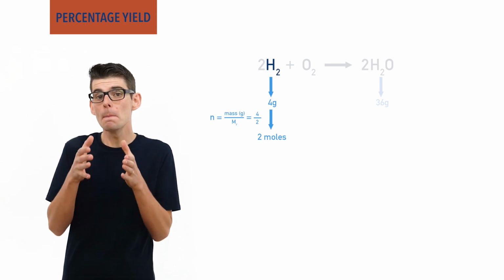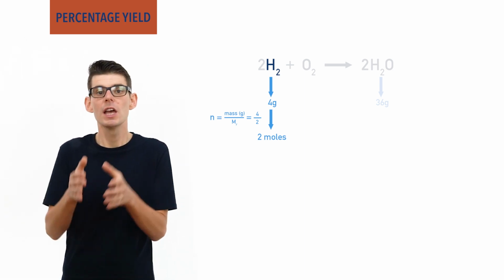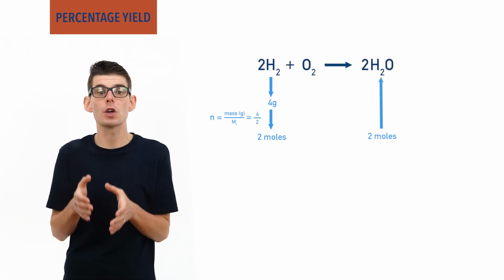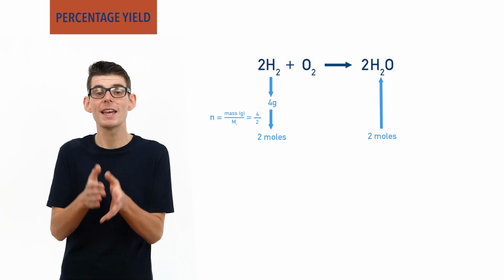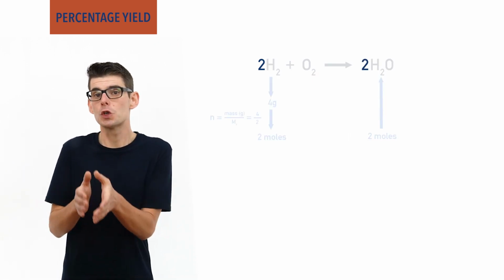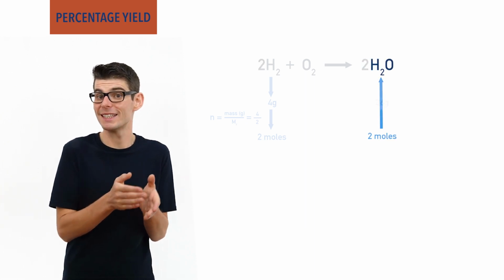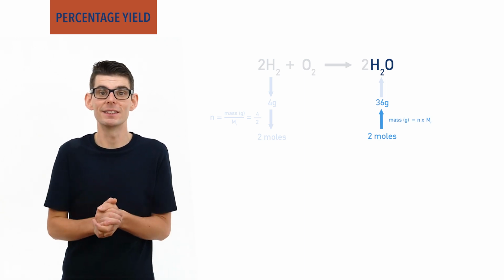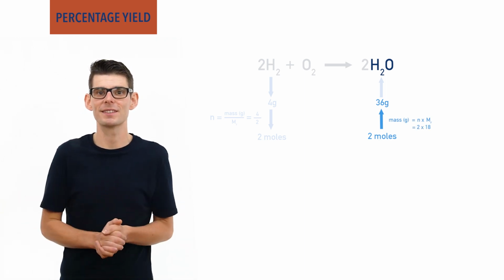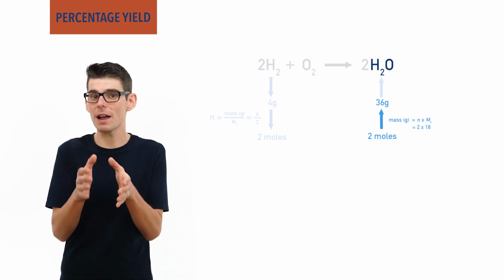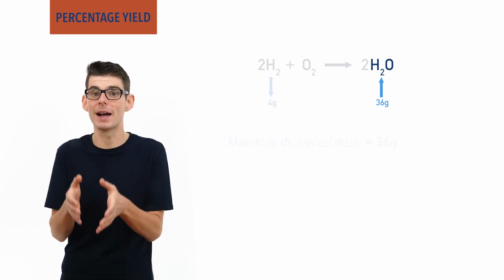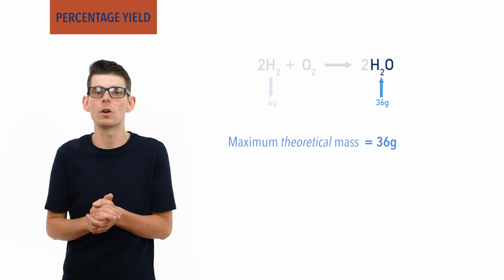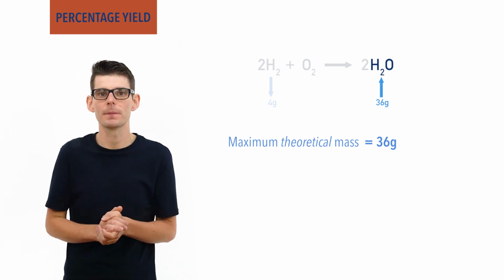This means if 2 moles of hydrogen reacts completely with oxygen, 2 moles worth of water will also be produced, as the balanced equation shows us the molar ratio of hydrogen to water is 2 to 2. 2 moles of water would have a mass of 36 grams. Mass equals moles times Mr, with the Mr of water being 18. 2 times 18 equals 36. Now, this 36 grams of water is the theoretical mass that could be formed, the absolute maximum possible if all the hydrogen and oxygen react perfectly together.